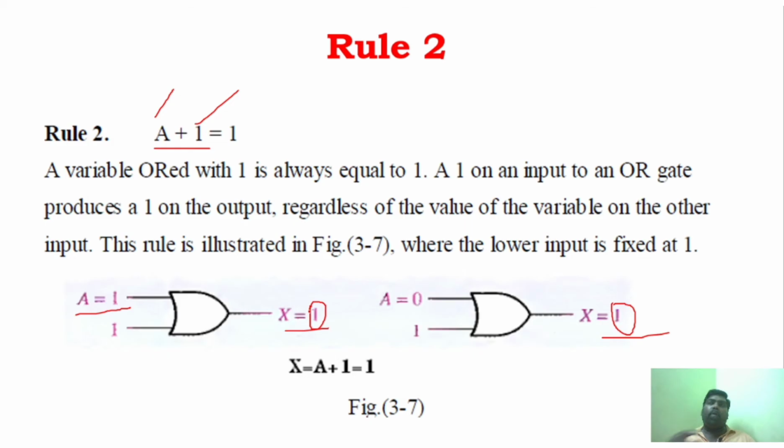So whether we consider a as 1 or as 0, the result is 1, right? When you are going to add with 1, right? And that is what is given. A variable ORed with 1 is always equal to 1, right?